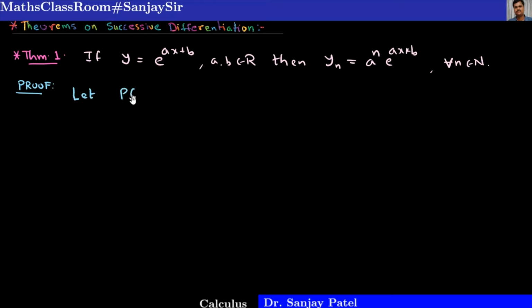Let P of n be the statement yn is equal to a raised to n into e raised to ax plus b. Remember that yn means the nth derivative, that is d raised to n y by dx raised to n for the function y. In this direction, the first step for applying the induction is we verify the result is true for n is equal to 1. So let us take n is equal to 1 and understand what is to be done.